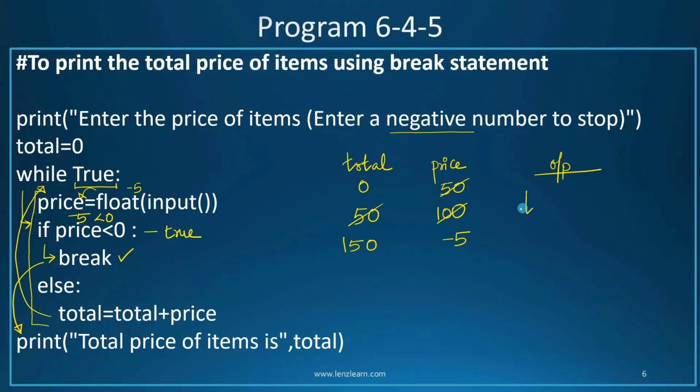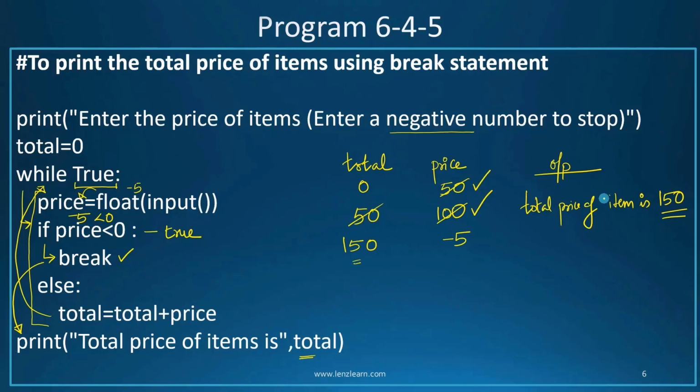So in the output, it will print total price of item is the value of total. Now what is the value of total? 150. Okay, because you have purchased two products, one with 50 and another with 100 rupees. All right, so the total value that you have to pay is 150.